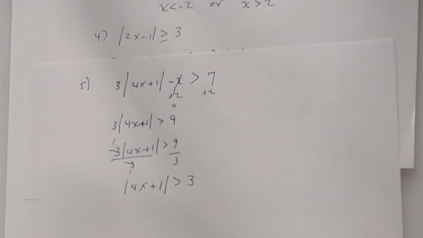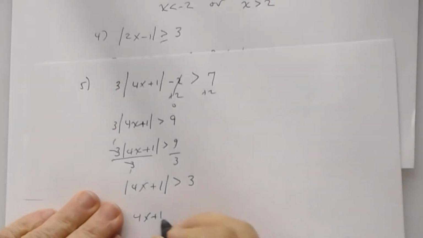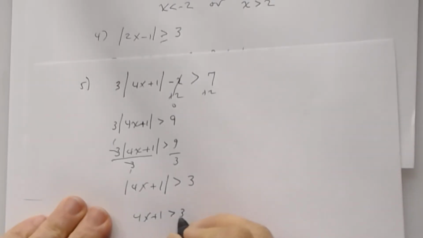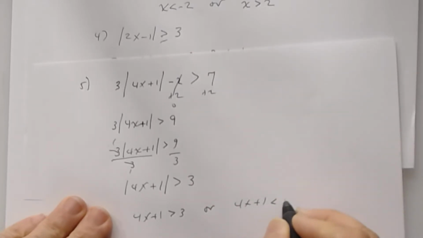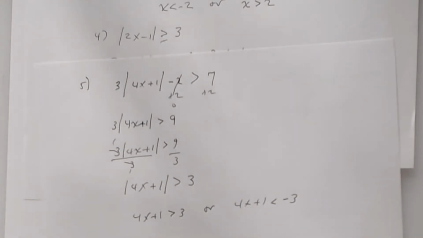Now, is this going to be a less than or a greater than? Greater than. So that's the "or" statement. So think "or" and then 2 intervals. So write the first inequality. It's going to be 4x plus 1 is greater than 3, or 4x plus 1 is less than negative 3.